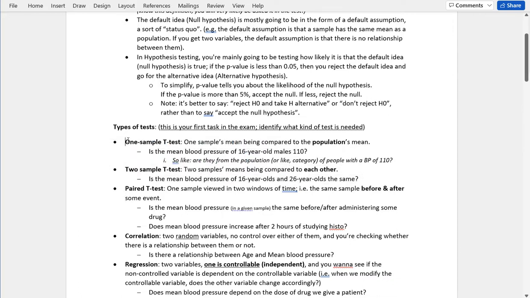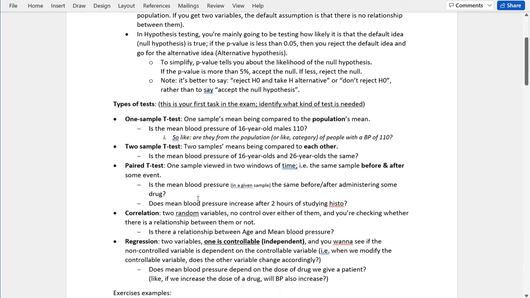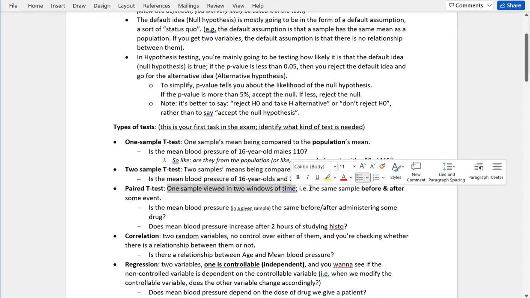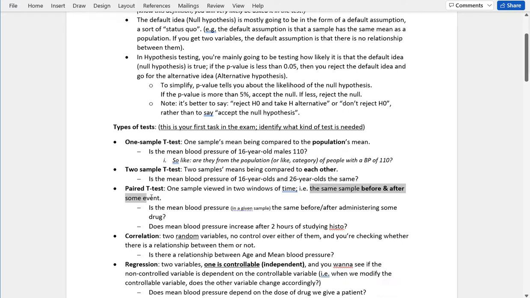So that's a one-sample t-test, and that's a two-sample t-test. The example is, is the mean blood pressure of 16-year-olds and 26-year-olds the same? Now the next kind of test you run is a paired t-test. This is a single sample viewed in two windows of time, that is, the same sample before and after some event.